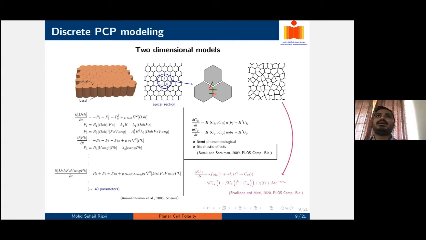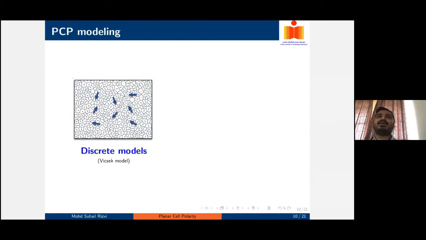So just to summarize, the existing modeling framework is that most of the work done has considered the tissue as a discrete framework, and then they wrote down the dynamics of the protein attachment and detachment at the cell interfaces, and tried to see how that leads to polarization or asymmetric distribution of the proteins. In that sense, these particular approaches represent cells as independent agents which can interact with their nearest neighbor, and there may be some dynamics involved. But from a bird's eye view, you can see there is a lot of similarity between this approach and the Vicsek model, which is used to study the dynamics of active particles.